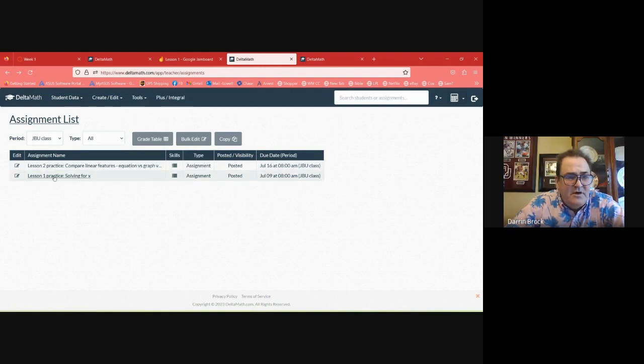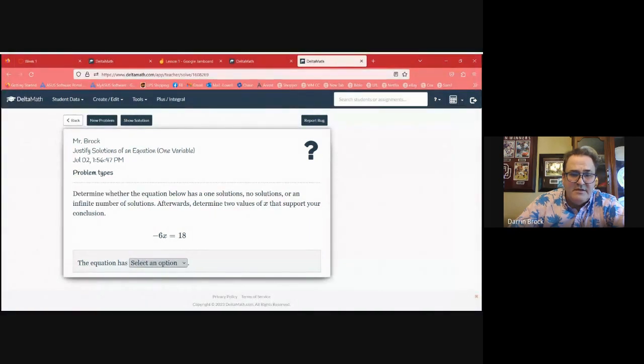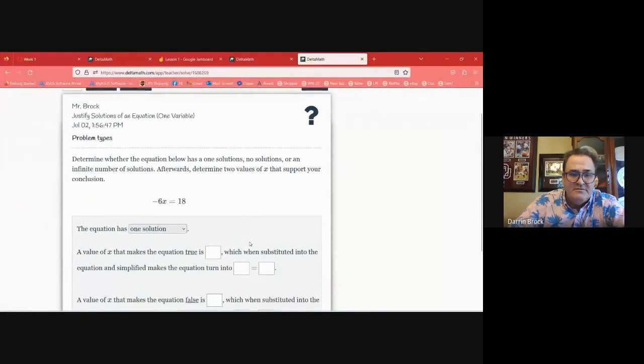But when you go to lesson 1, when you click on that, this is practice for you. You're supposed to determine whether this has one solution, no solutions, or an infinite number of solutions, and then determine two values of X that support your answer. So negative 6X 18, we'll do this first one as an example. If we solve it on paper, it is going to have one solution.